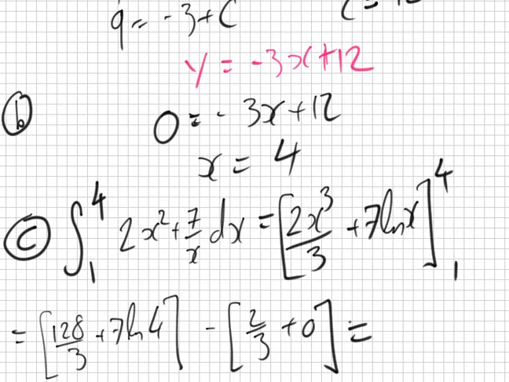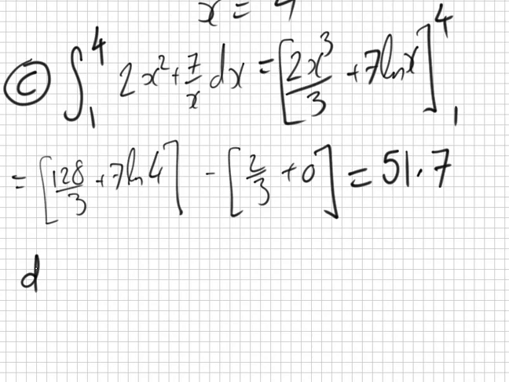Okay, so let's get what that's equal to. So that works out to be 51.7. So that's part C done. Now the last part, which is a little bit tricky. Show that the line PN divides the area found in the ratio 1 to 2.83 approximately.